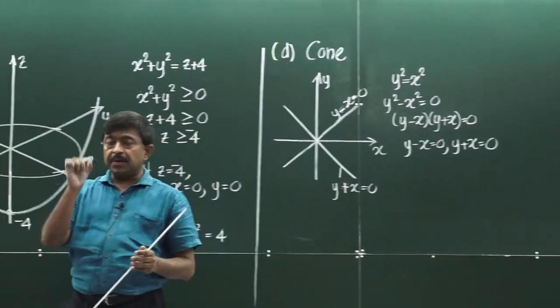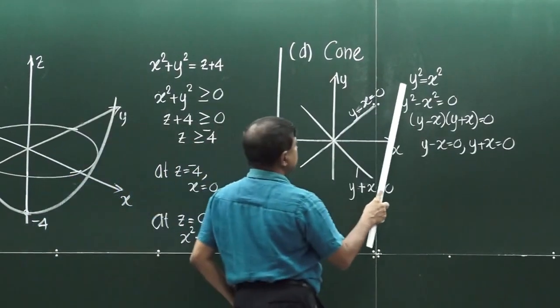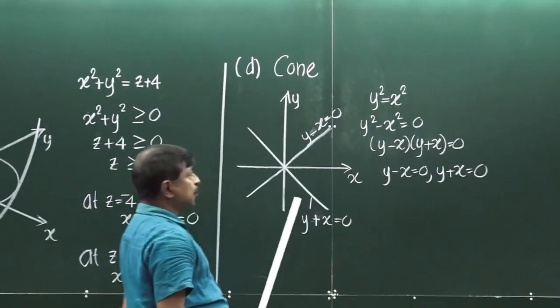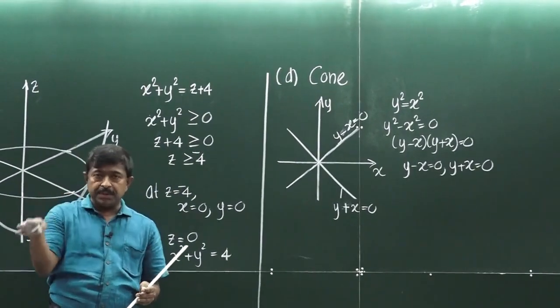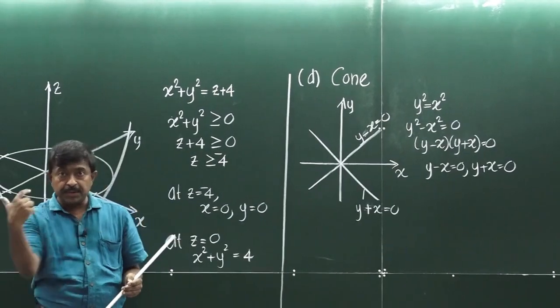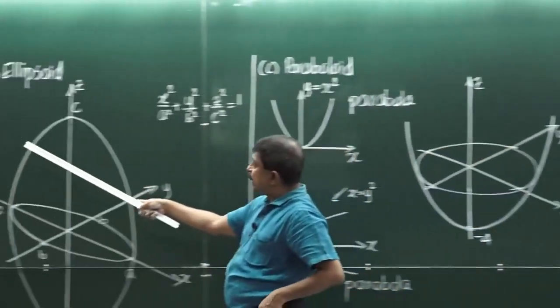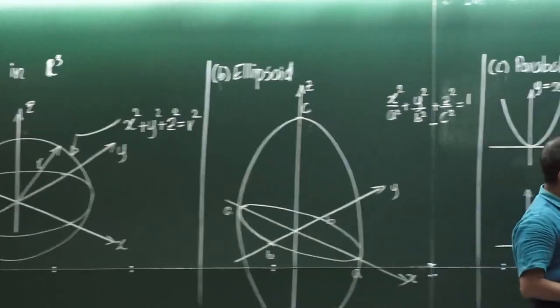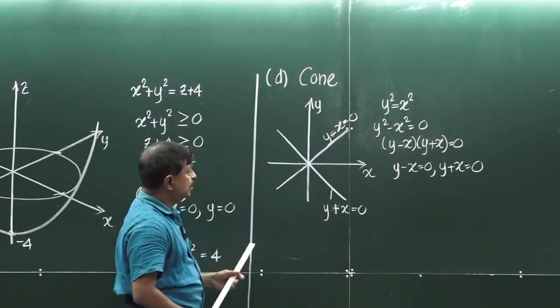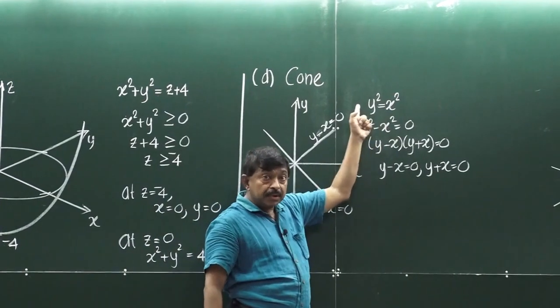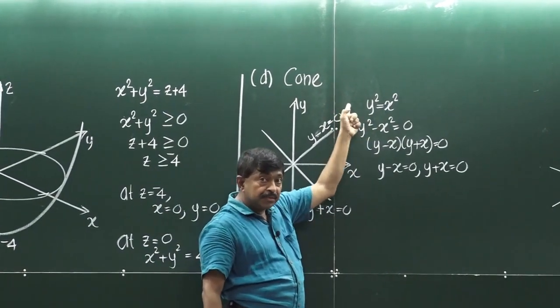Before addressing what it is, let us consider this one. y squared is equal to x squared. Here both variables are squared, but they sit on opposite sides, not on the same side. If they are on the same side, you get a circle, but here you have them on opposite sides. So let us see what diagram is indicated by this equation.